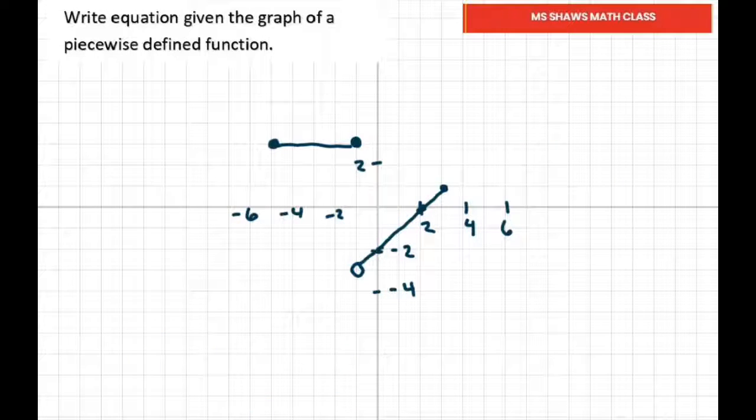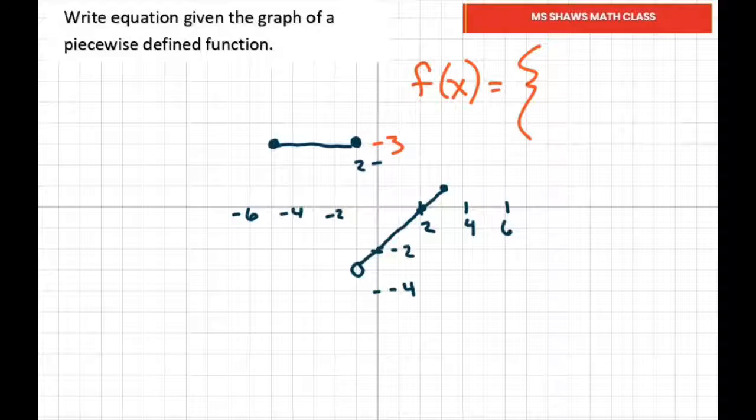So finally, we can write our piecewise defined function as f of x equals 3 if x is in between -5 and -1. So it's -5, -1. And since these are colored in, that means it can equal it. Then at, this is -1.